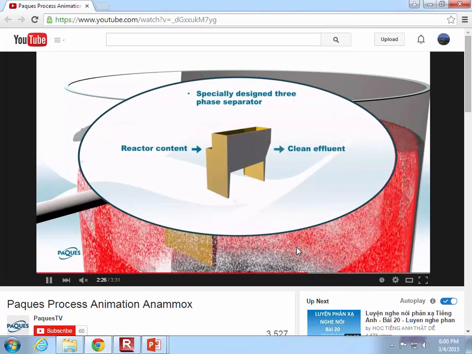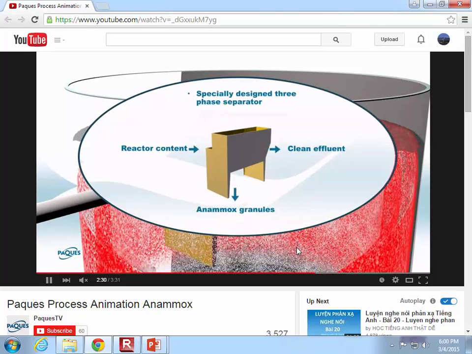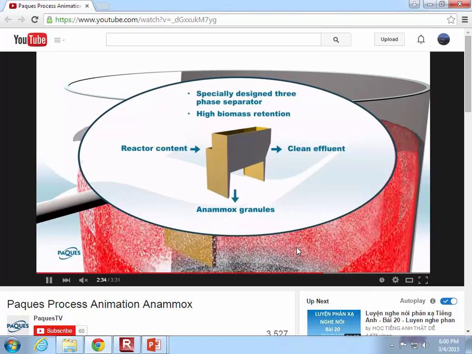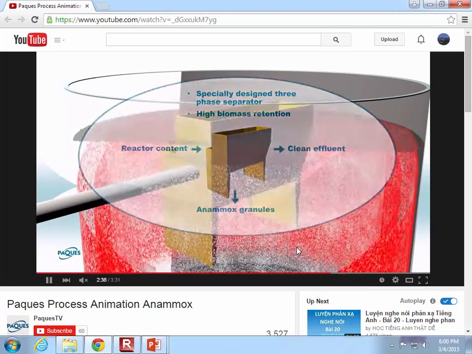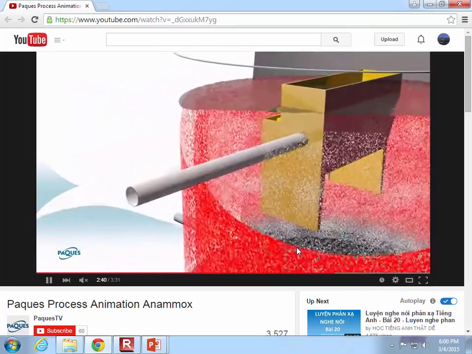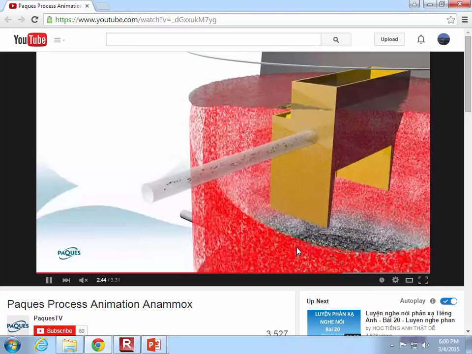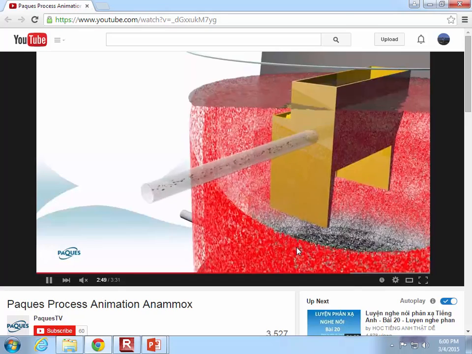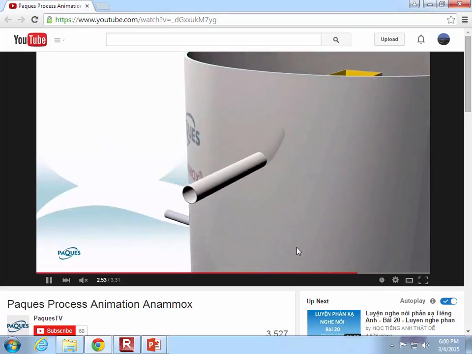So that's how they separate the granules. There's an overflow at the top that basically just strains it. The effluent goes out the top, and over time you have to remove some of the granules because, as low as the yield is, there still has to be some way to remove excess solids. If you didn't, the solids would accumulate in the reactor and it would fill up.